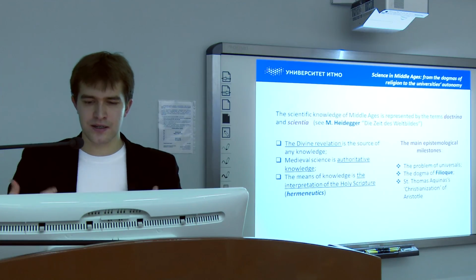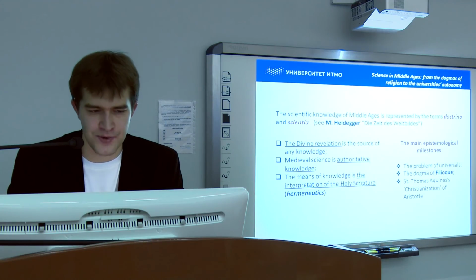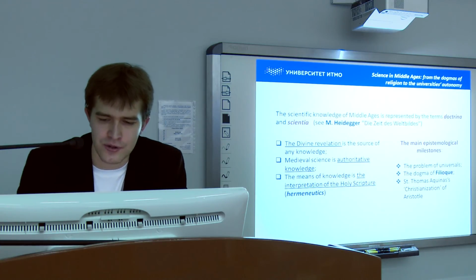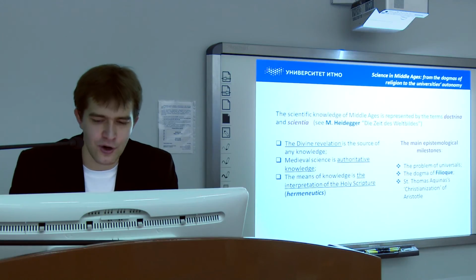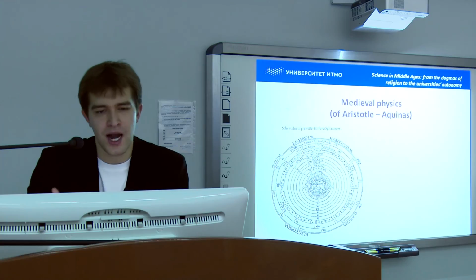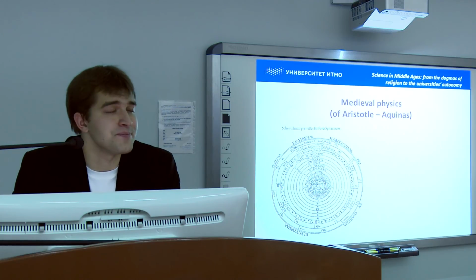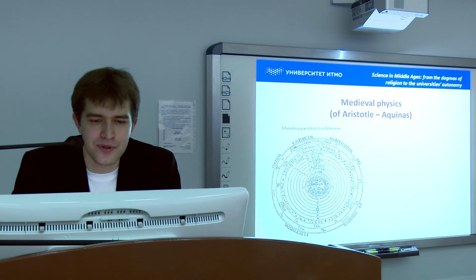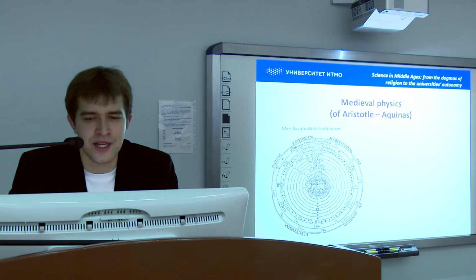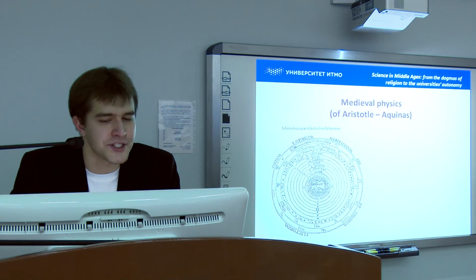And finally, one of the most important achievements of the medieval doctrine and the medieval knowledge was the Christianization of Aristotle made by Thomas Aquinas. So what do I mean by this? I think it will be clear from the next slide. So how did medieval people understand the world, and how did they think about the physical circumstances of our universe according to Aristotle and Aquinas as such?